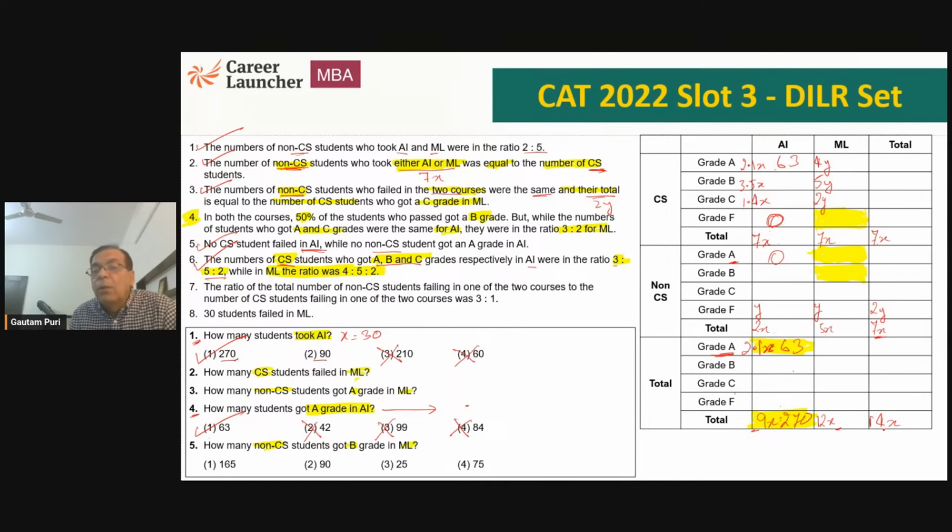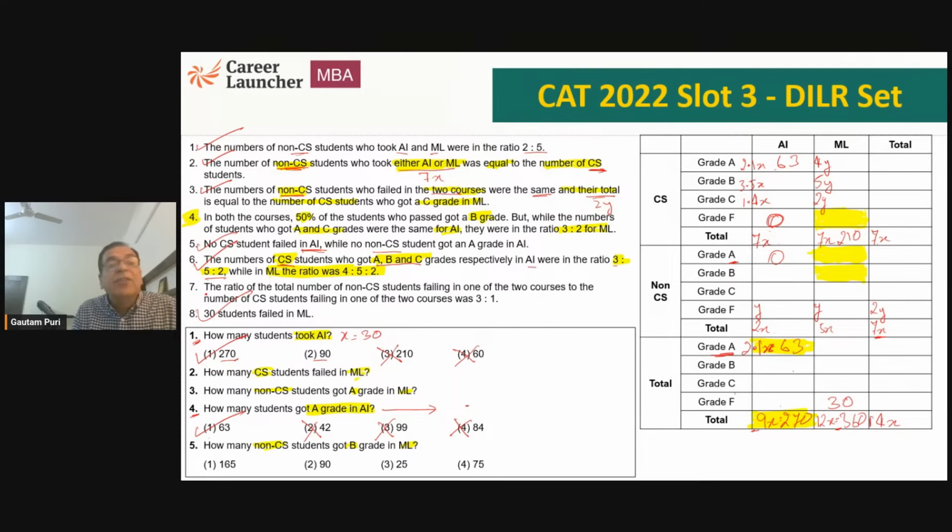Okay, now anything else we can fill up? Whatever we can fill up, we can look at that also. So 7x is 210 because x is equal to 30, 12x is equal to 360. And again, I am repeating, I am not bothered about AI. Now I am focusing only on ML. I have nothing to do with AI, because it is of no use to me now. Okay, statement 8 is very good, let's fill it in first. 30 students filled in ML.